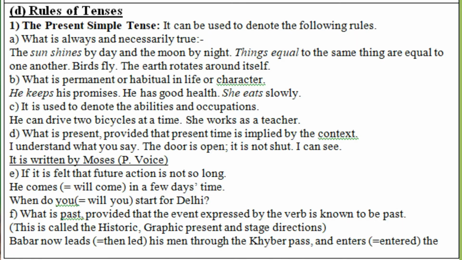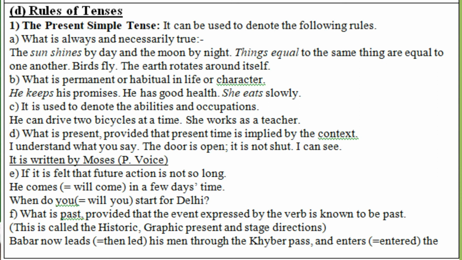Rule number 6 or F. What is past, provided that the event expressed in the verb is known to be past? For example, when we teach or say historical events or dramatic directions or movie directions, we use present simple only. We do not use all grammatical structures and all tenses, to save time. Suppose we say "now Babur is ruling." That means Babur ruled long back, but we are teaching a history class, so we say "Babur is ruling" and the enemies. In that way we explain.